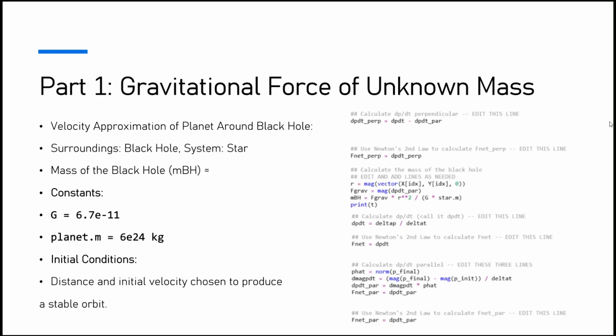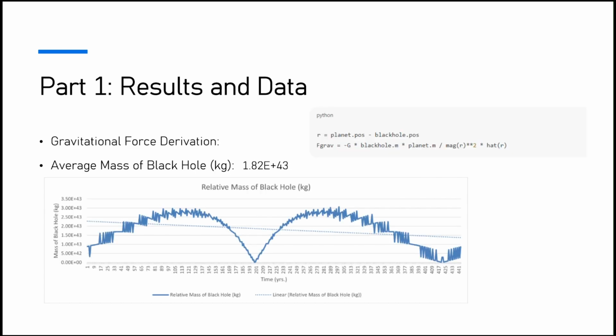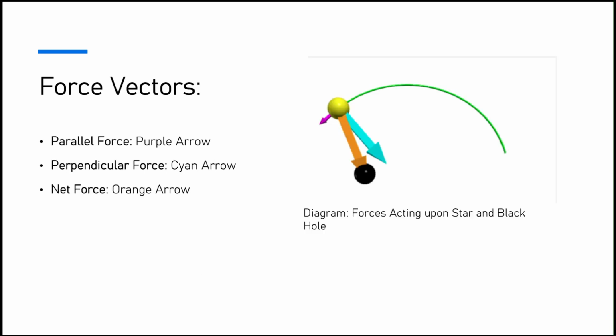By rearranging the gravitational force equation, I could determine the mass of the black hole, M_BH equals force of gravity times r squared over the gravitational constant times the mass of the star. The constants in this equation were again the gravitational constant, the mass of the star, which was 2 times 10 to the 30th kilograms, and the change in time, at intervals of 1 second. From the simulation, the black hole's average calculated mass was approximately 1.82 times 10 to the 43rd kilograms, which is the average of all values calculated, and is consistent with supermassive black holes.